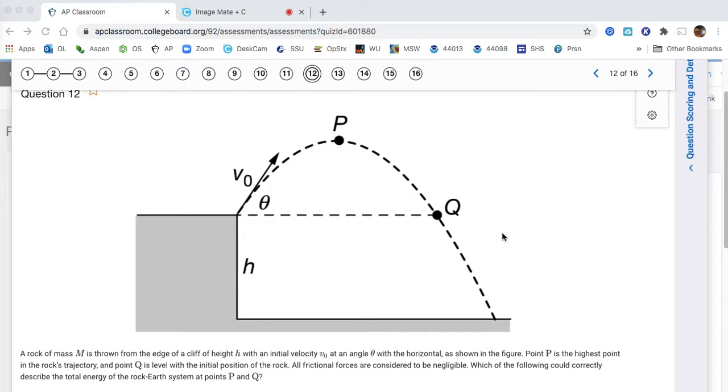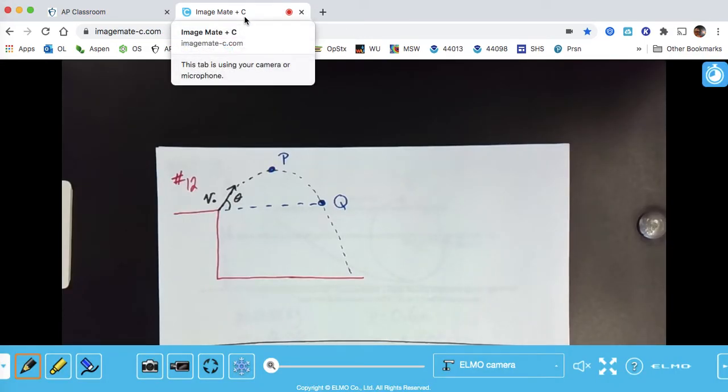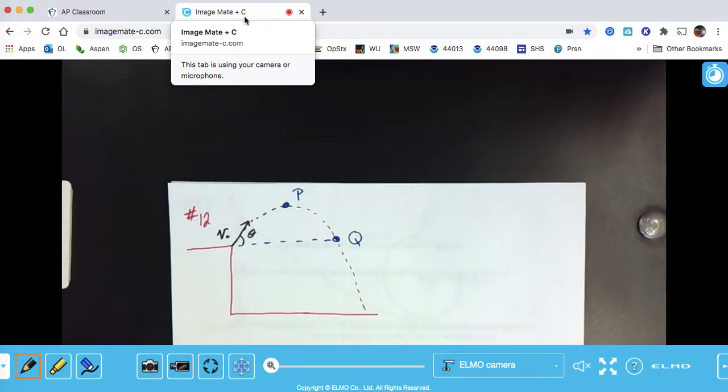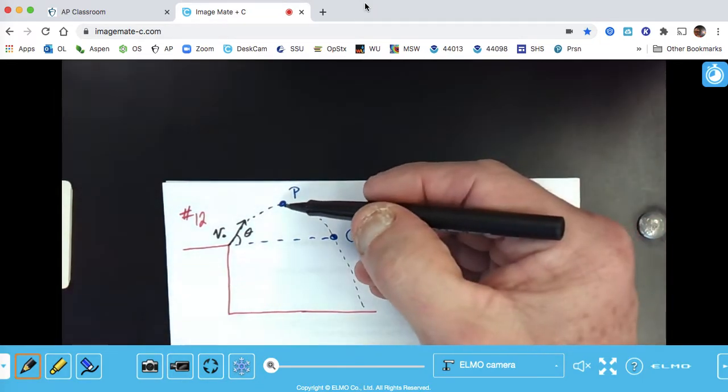So the rock-Earth system, is that what I just read? The rock-Earth system, and all other forces are negligible. So we've got a rock, and the only force on it is gravity. So this is a closed system, right? And I'm going to switch to my desk camera here. And what I'm going to do is simply this. I'm going to say to myself, "Hey, you, self. What kind of energy does the rock have up here?"